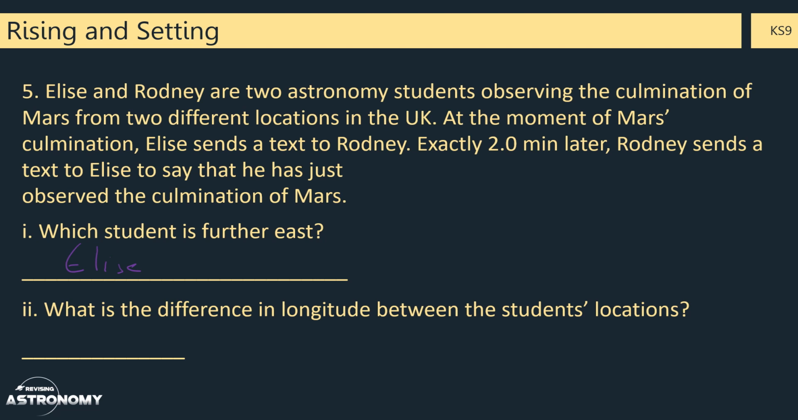And what is the difference in longitude? The time is 2 minutes, and we know from earlier that 4 minutes is equivalent to 1 degree. So what do we need to do to go from 4 to 2 minutes? We divide by 2. If we do the same over this side, 1 divided by 2 gives us 0.5. So the difference in longitude between them is half a degree.